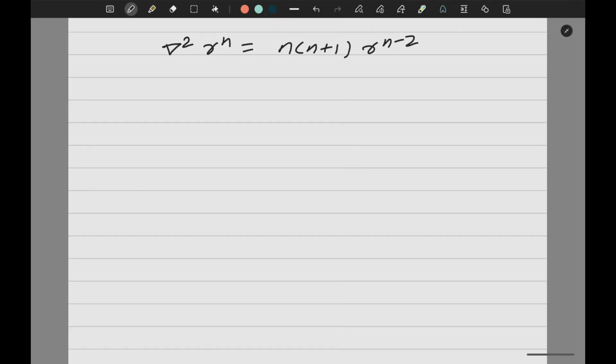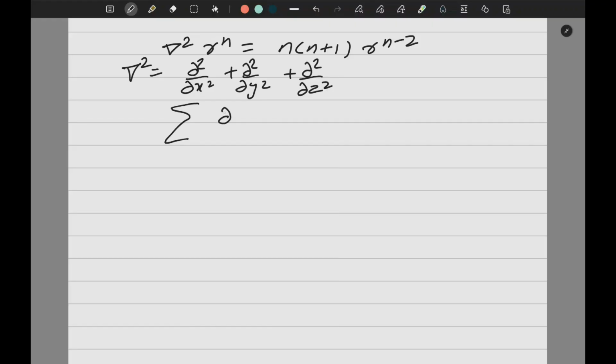Okay. Now let's come to the next question. Now my next question is del square r to the power n. Del square is nothing but the Laplacian operator. It is like this: dou 2 upon dou x square plus dou 2 upon dou y square plus dou 2 upon dou z square. Okay, so now let us apply. Again, I will be using summation. If you don't like summation, please write all the three terms and solve.